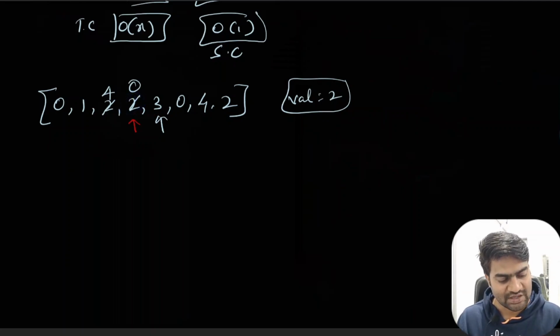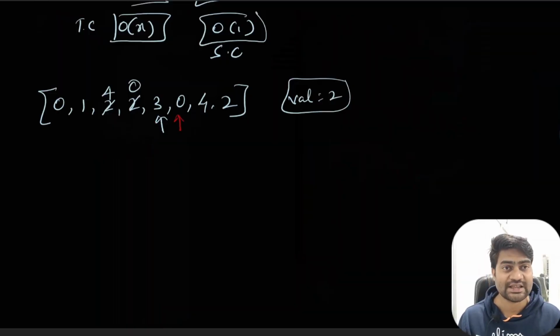element at the left pointer. Now it is 0. So it means this is not equal to 2. So this pointer should move to the next number. Now if you see here, again this number is not 2. So again this pointer moves to the next number.